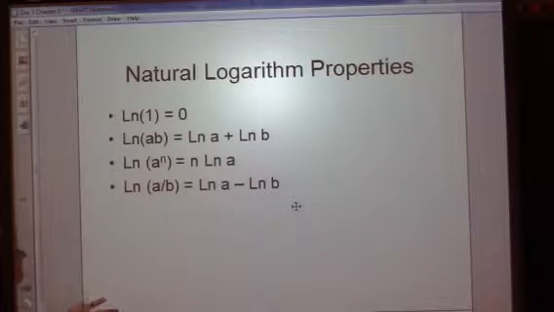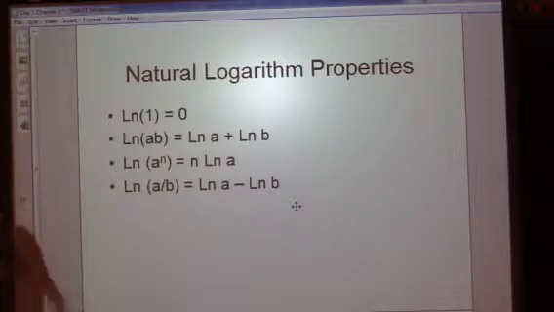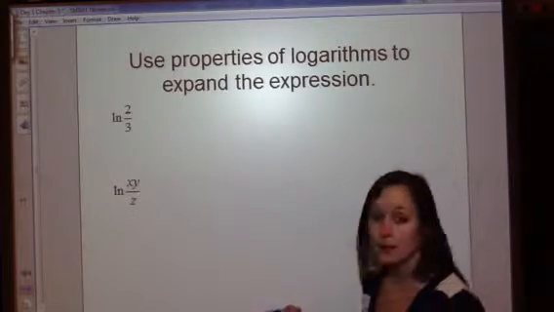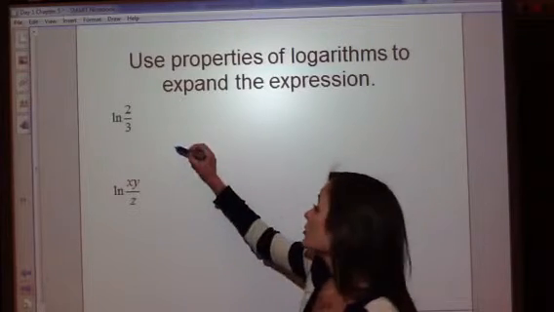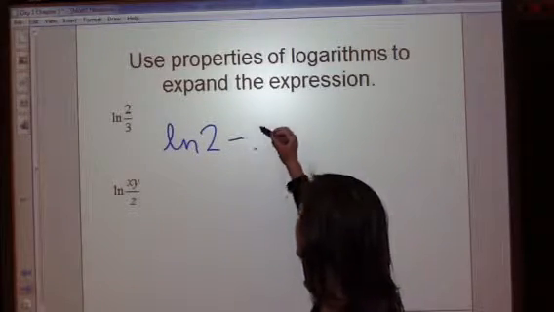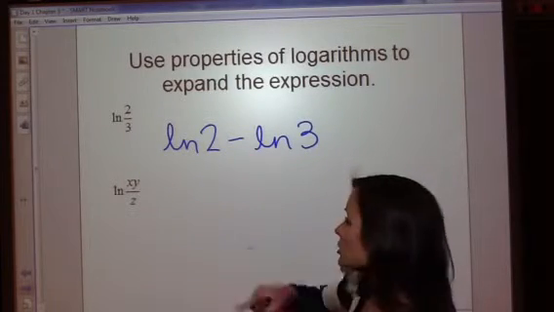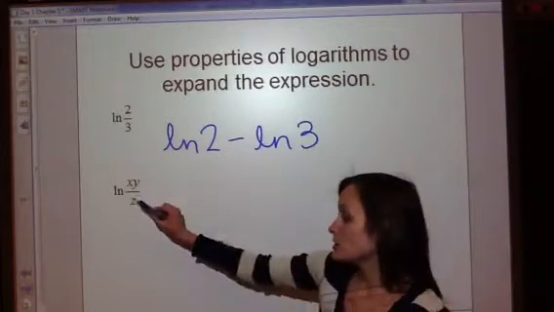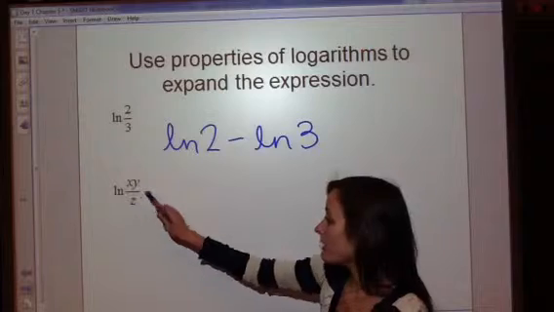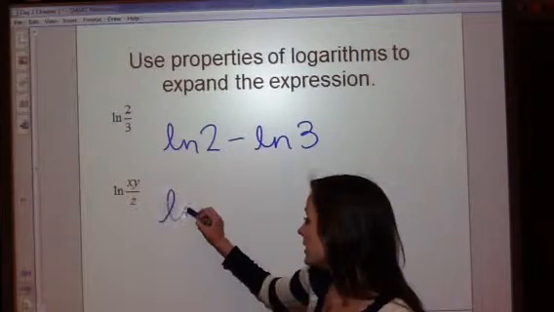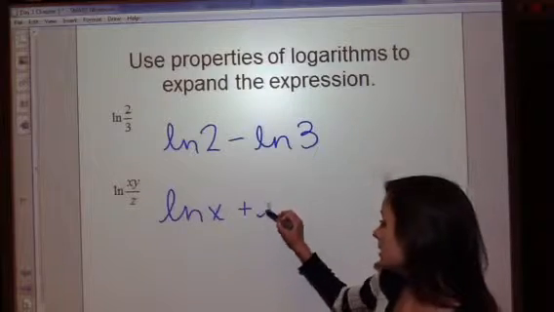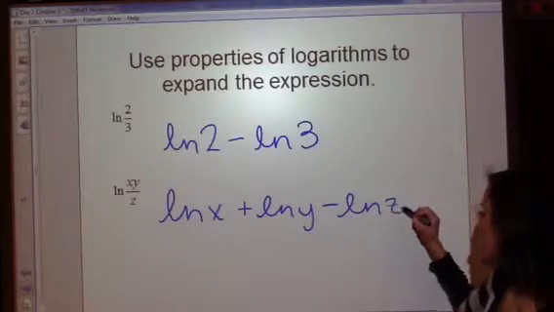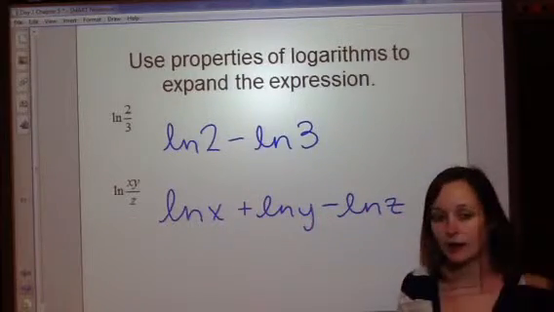So let's try some examples of using our properties. Here, we have the natural logarithm of 2 divided by 3. We want to expand it, so we write the natural logarithm of 2 minus the natural logarithm of 3. The reason I chose subtraction was because they were being divided. See if you can do this one on your own: the natural logarithm of xy divided by z. We get the natural logarithm of x plus the natural logarithm of y, because it was multiplying there, minus the natural logarithm of z. Notice between each operation symbol you have to write the natural log.